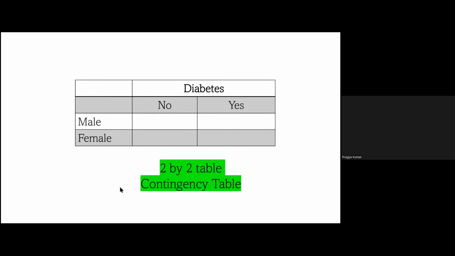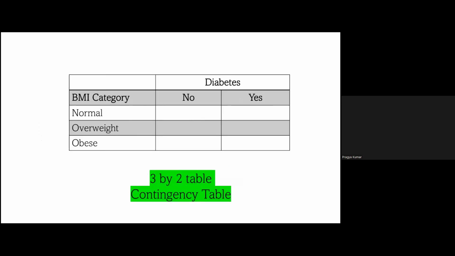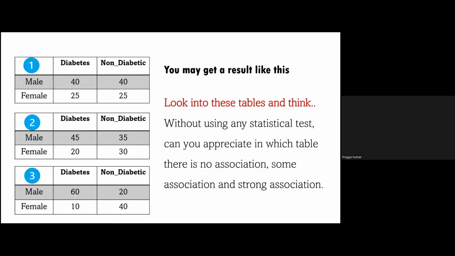So this is the 2 by 2 contingency table. If you take one category having 3 levels, like in this case, you can see BMI has got 3 levels, and diabetes has 2. So it will be a 3 by 2 category, and this is known as the 3 by 2 contingency table. So just ponder on this slide for a few seconds.